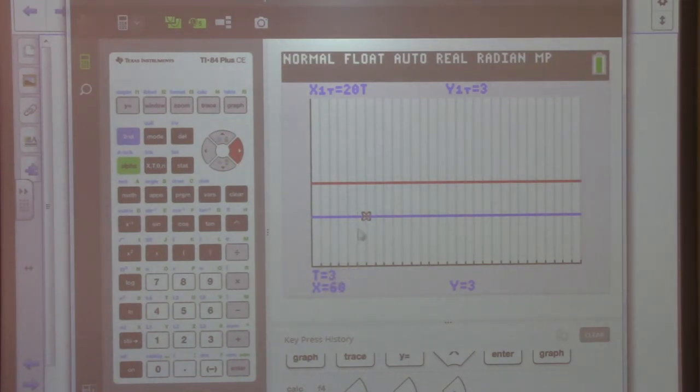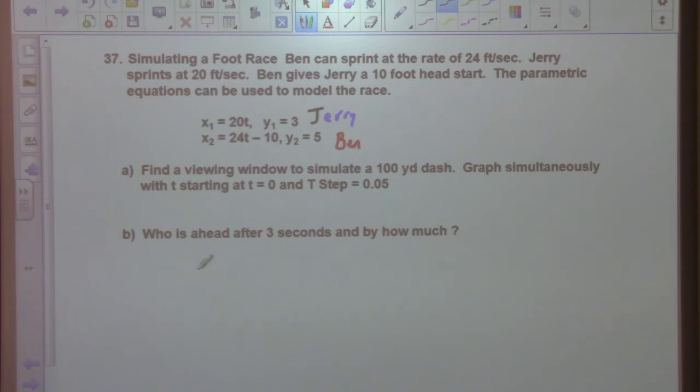So at 3 seconds, this guy here, that's Jerry, isn't it? Yeah. So Jerry is at 60 feet. So after 3 seconds, or I could put it differently, I could say at 3 seconds, Jerry has gone 60 feet.